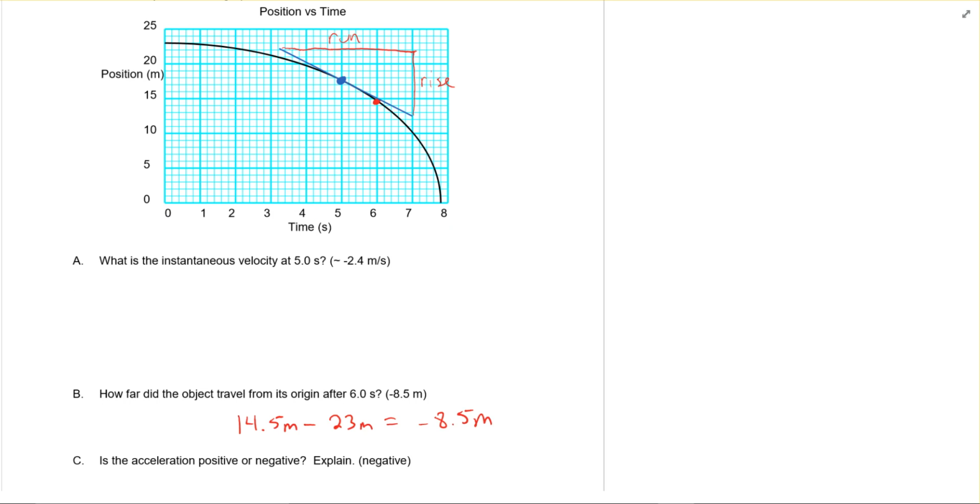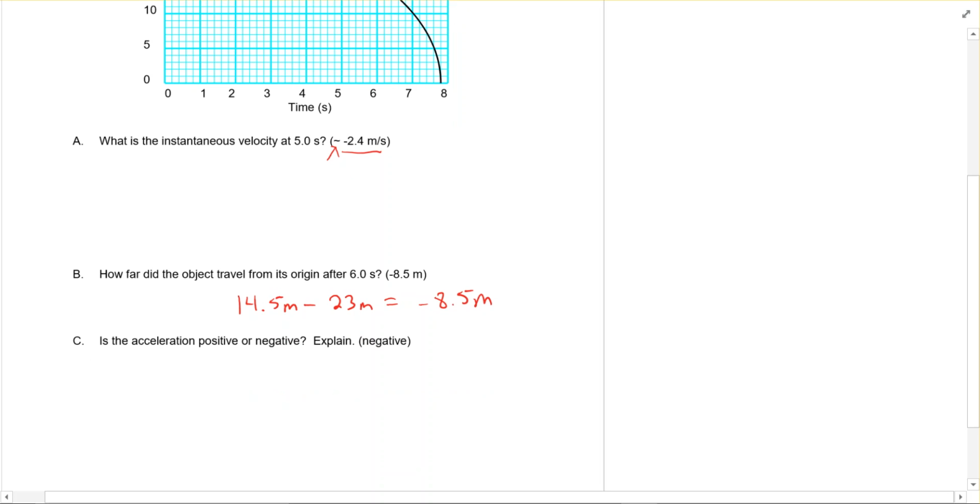Okay, there wasn't actually too much to write for this one. So what is the instantaneous velocity at 5 seconds? So all you do at 5 seconds is just figure out where that point was. I made a line tangent to that. And then you just find the rise and the run. You'd figure out what that is. And you should get approximately negative 2.4 if you do that, right? And know that your rise should be a negative number because it's going down. And maybe you've never seen this symbol before. That just means approximately. So your answer might be 2.2 or 2.3, something like that.